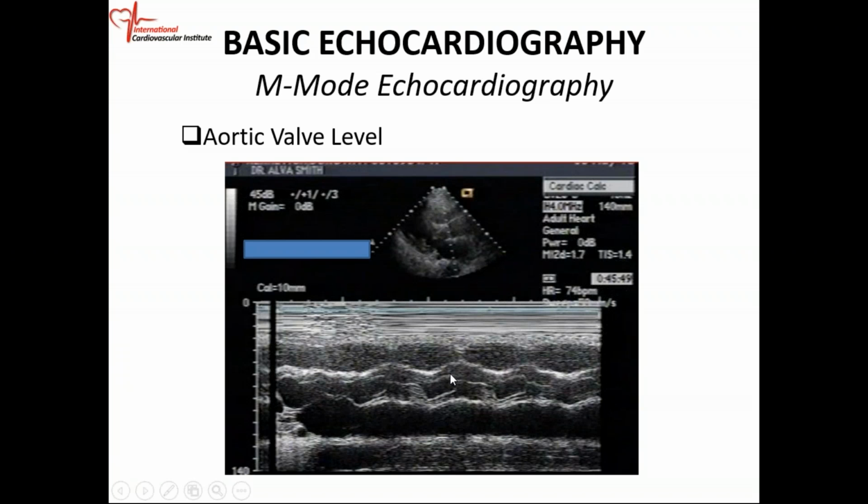You can also look at the thickness of the aortic leaflets and the thickness of the aortic wall itself. And then you have the left atrium down below. You can measure the aortic root dimension, you can measure the aortic valve cusp separation, and you can measure the size of the left atrial cavity.